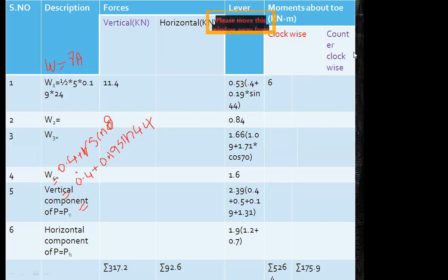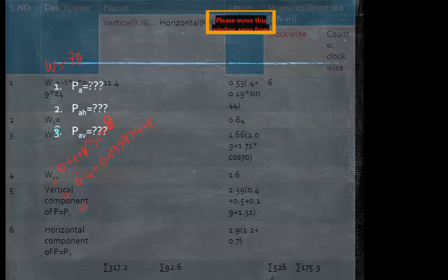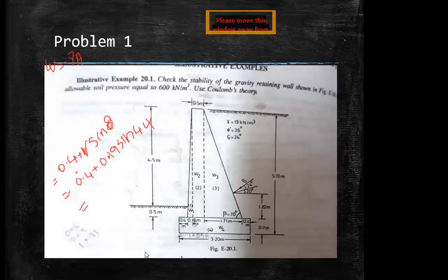In the clockwise or anti-clockwise? So you need to mention it in the clockwise, because weight is always taken as downward. So it is a clockwise moment if you see the diagram. As the moment is generated by the weight, and weight always acts vertically downward, the moment is like this about the heel or toe point. The toe point is like this. So it needs to be written in the clockwise column. Okay.